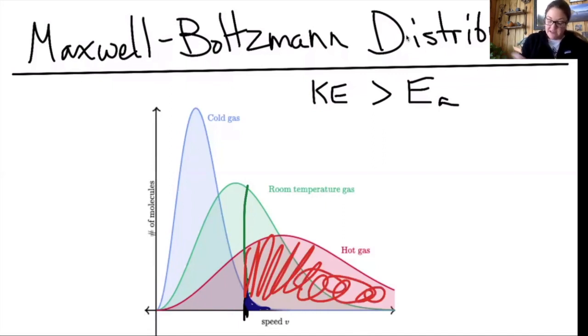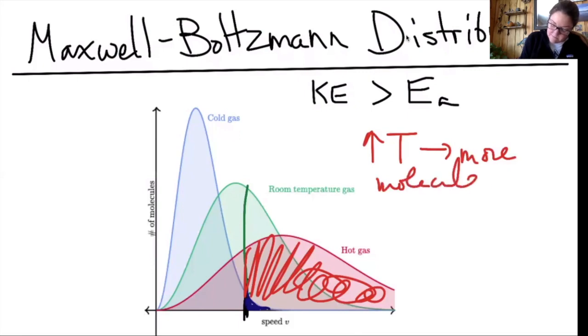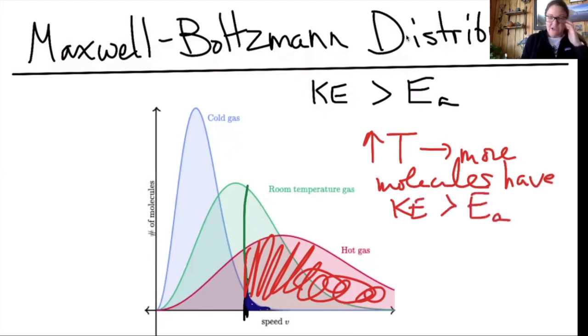So we can sum this up by saying, as we increase the temperature, more molecules have a kinetic energy greater than the activation energy. Therefore, the reaction should proceed at a faster rate.